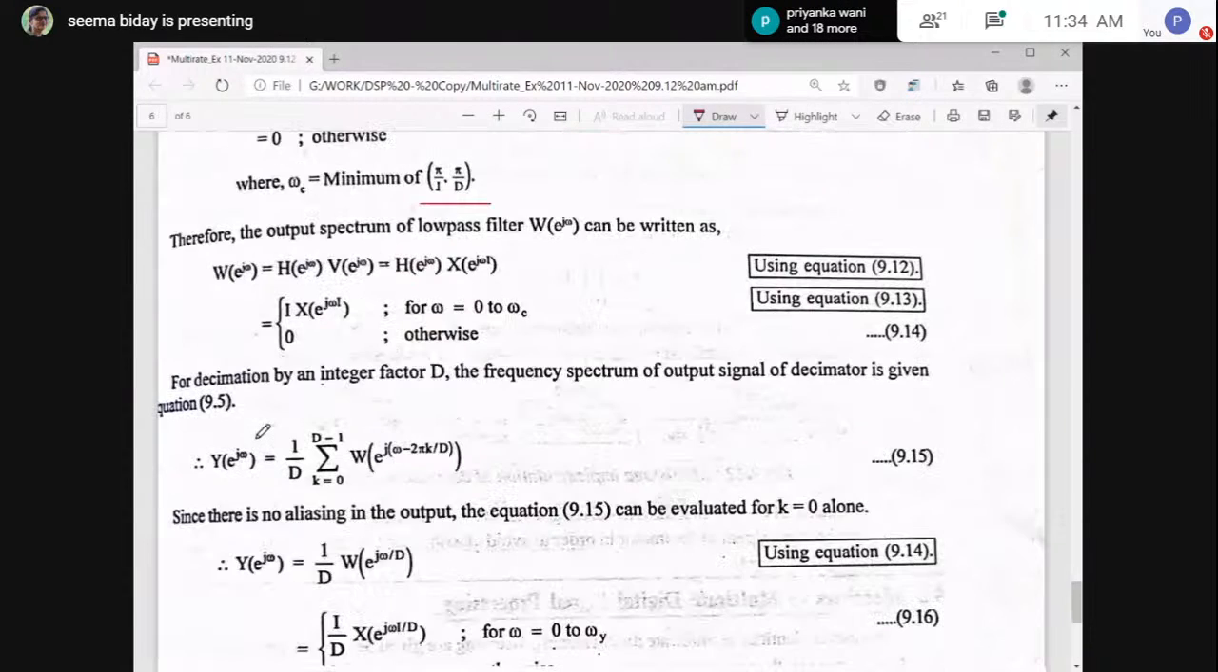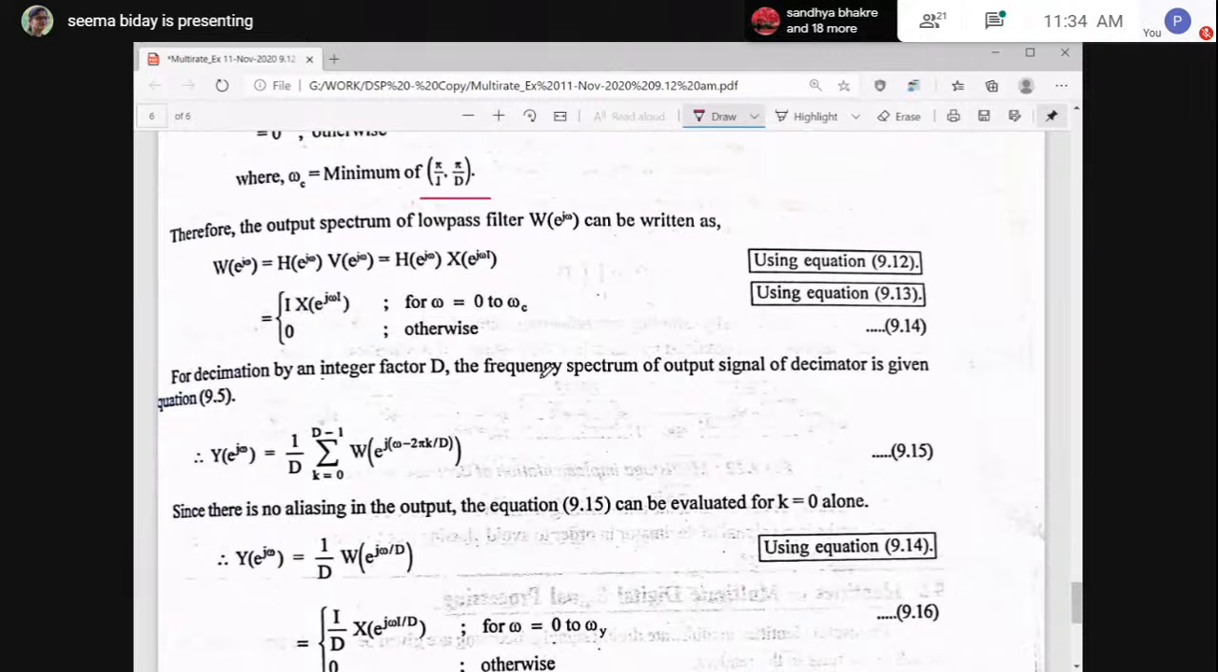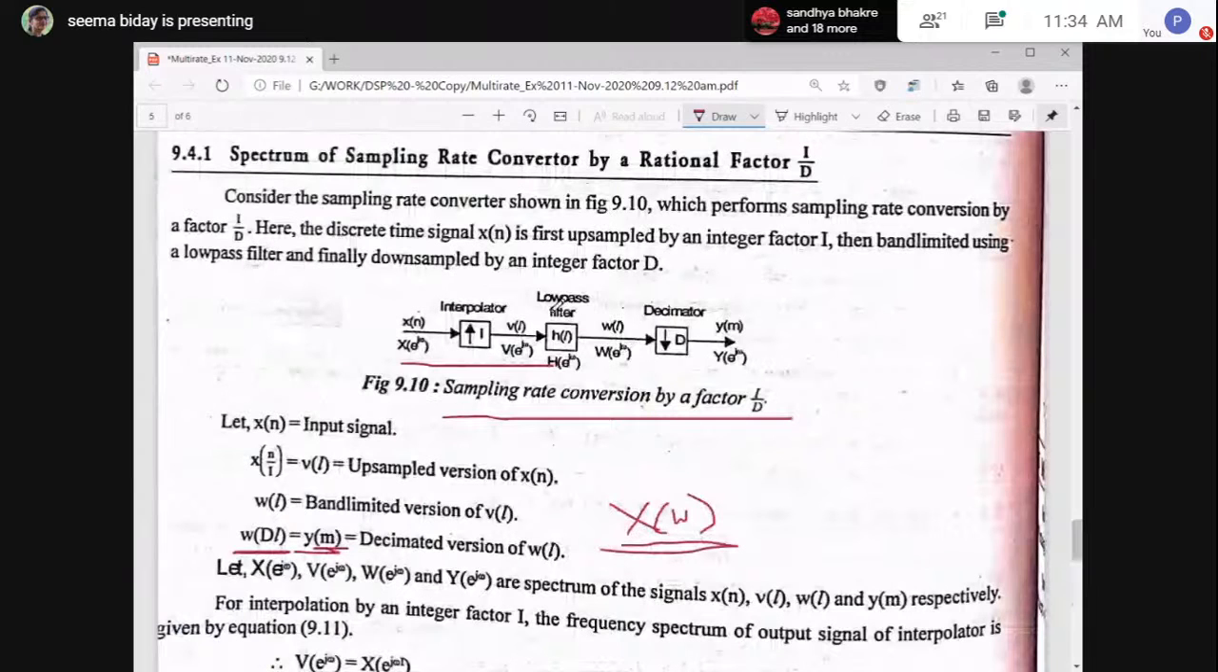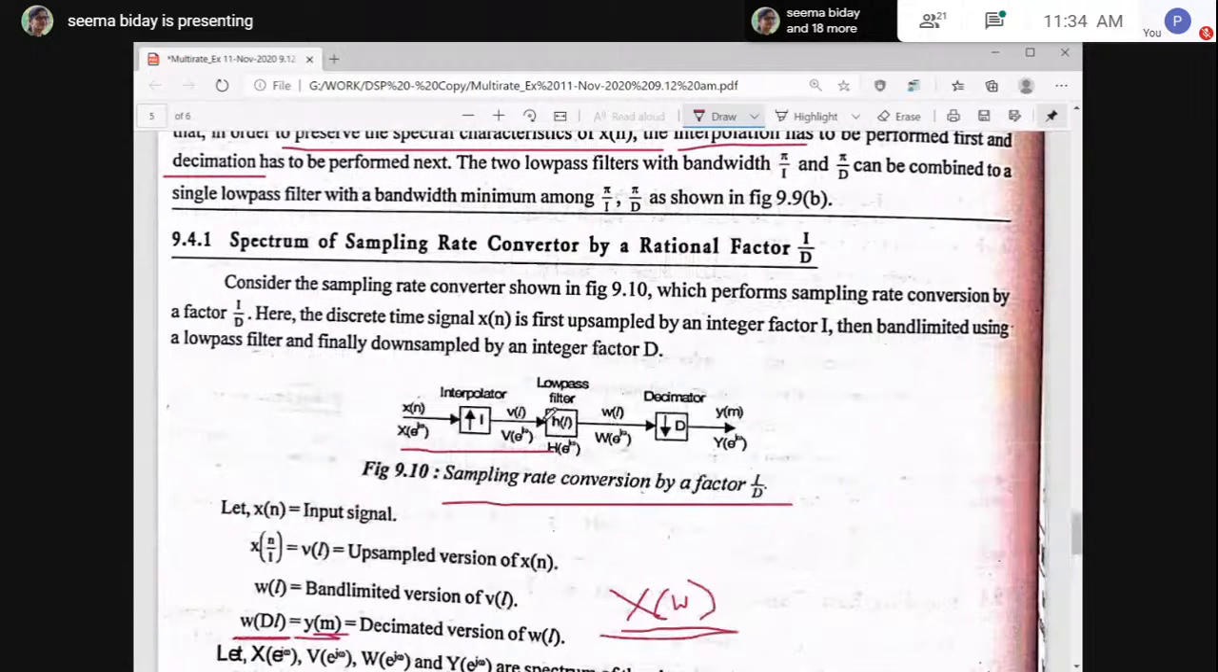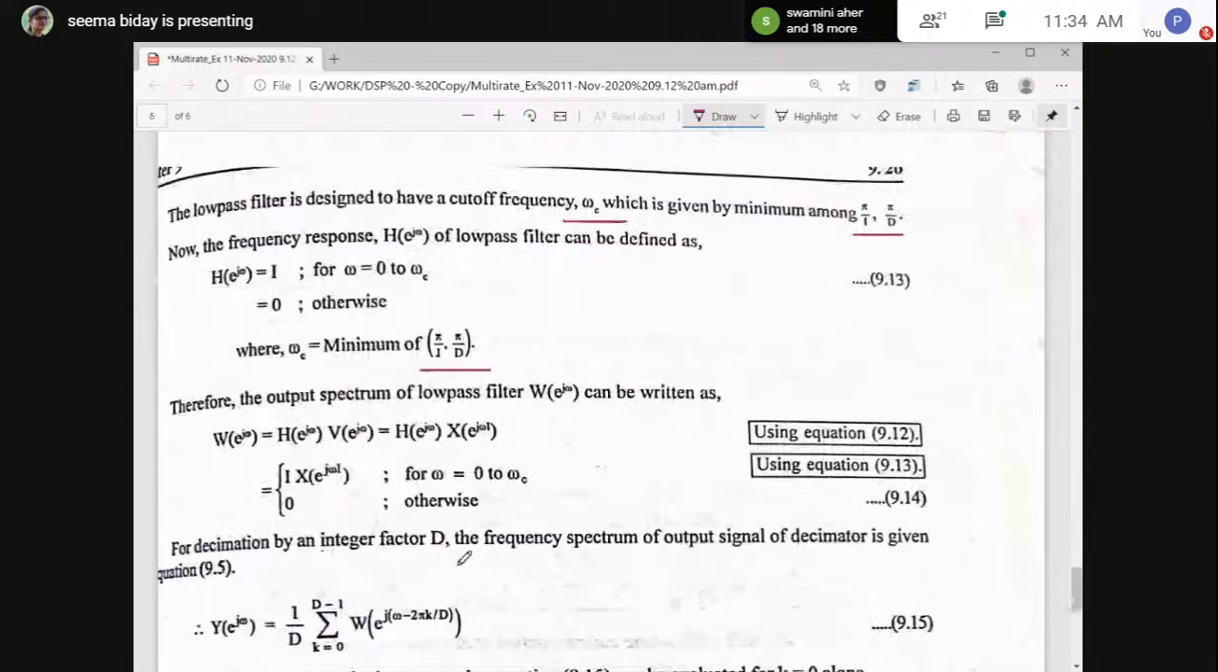Now, what about the spectrum of the output? Here we have passed the signal through the filter. So what will be the effect? Whenever you pass a signal through a filter, in the time domain there is a convolution. In the frequency domain it is a multiplication. Multiplication of V of omega and H of omega will give you W of omega. Are you getting it? Is it okay? Is this understood?